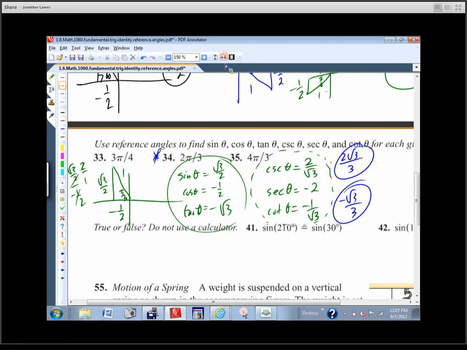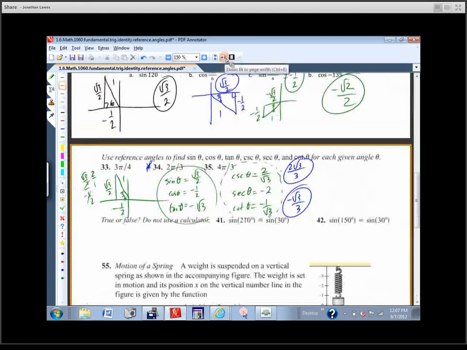Okay, next part. True or false, do not use a calculator. The sine of 210 degrees is the same as the sine of 30 degrees. Well, let's think about this. For 210 degrees, you'd be here. How big is the reference angle? 30 degrees. For 30 degrees, you're over here. How big is the reference angle for 30 degrees? 30 degrees. They're easy in the first quadrant. They're already positive and they're acute.